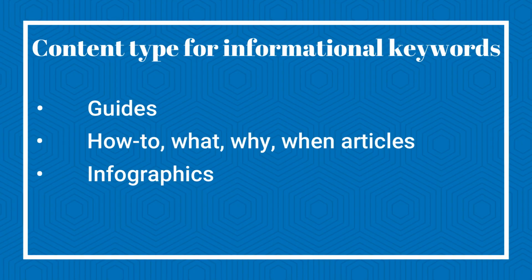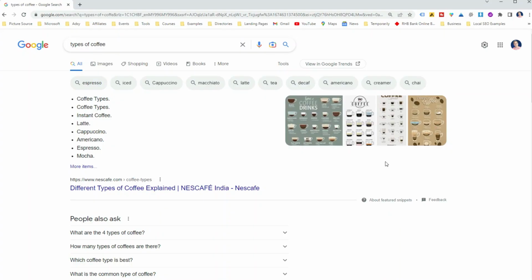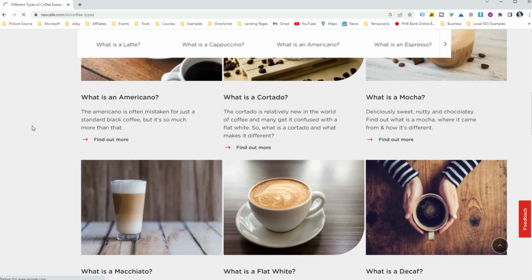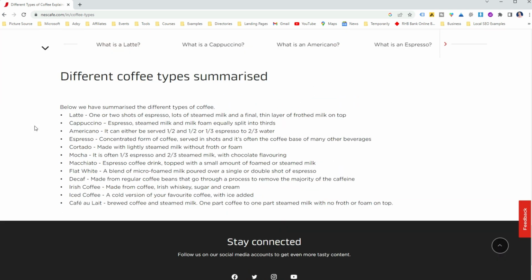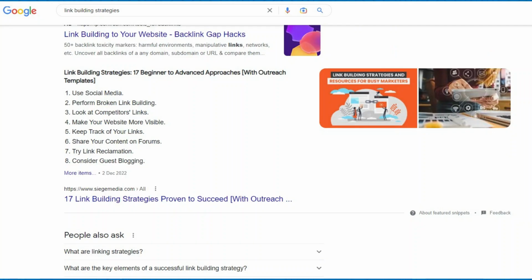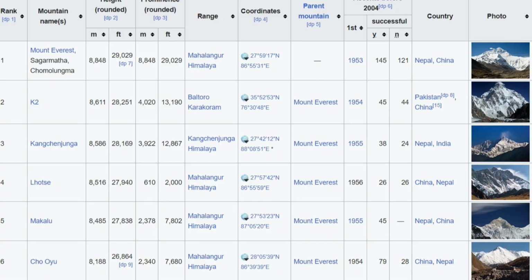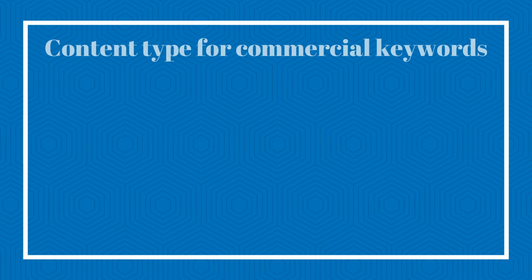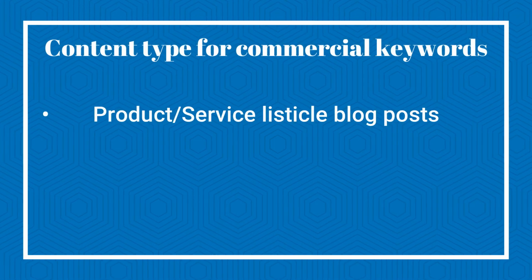Infographics. In most cases, infographics are ranking for informational keywords. So if you see an infographic ranking, then it's most likely an informational keyword. For example, types of coffee. Informational listicle posts. Any listicle post that focuses on teaching you something or listing informational stuff, such as link building strategies, the highest mountains, or countries in Europe, are all keywords with listicle blog posts, but are informational in nature. Whereas for commercial keywords, it's only about product or service listicle blog posts.